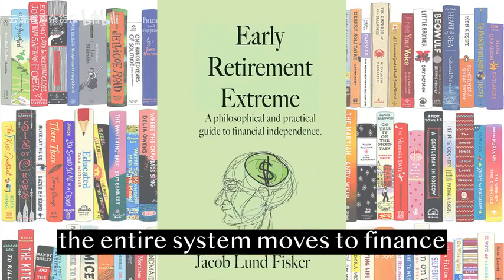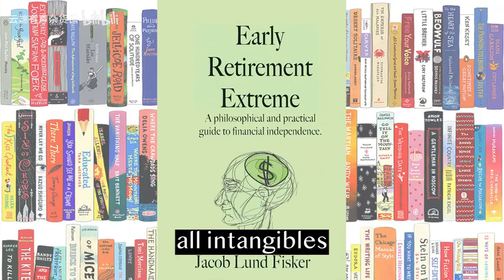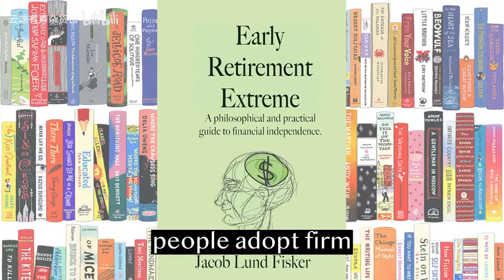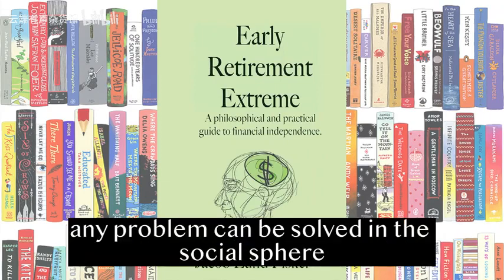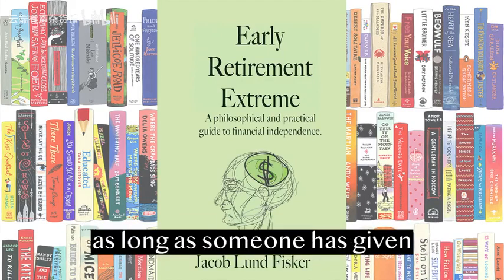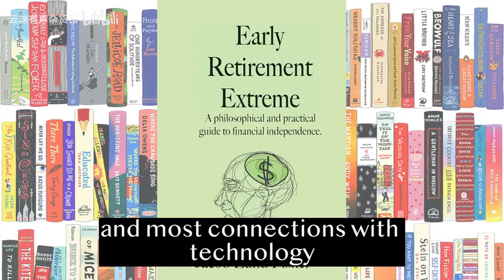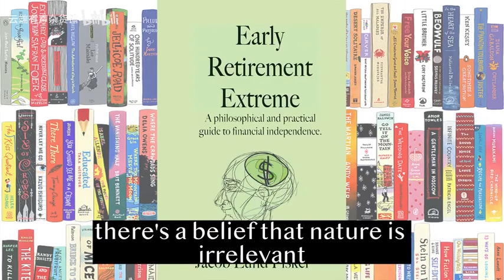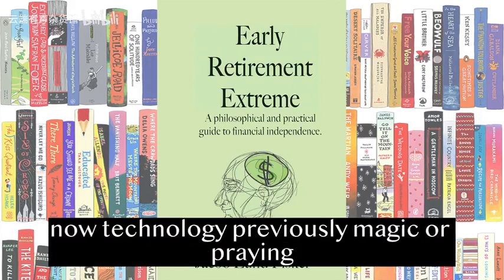The entire system moves to finance, services, and politics, all intangibles. Having forgotten the historical background of their cultural setup, people adopt firm social beliefs that any problem can be solved in the social sphere as long as someone is given enough money to make it happen. Any connection with nature and most connections with technology are lost. There's a belief that nature is irrelevant and that anything can be solved using the current methods, now technology, previously magic or praying.